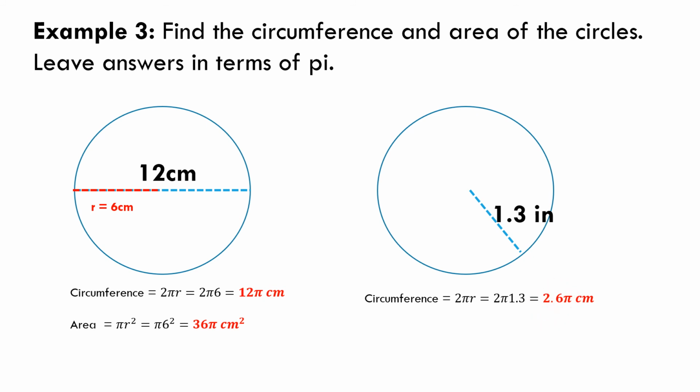That's where I'm going to stop, and I'm not going to keep multiplying with 3.14 or with my calculator button for pi. For the area, we're just going to plug in 1.3 for radius, so pi times 1.3 squared. That's 1.69, and then we just put the pi on the end and centimeters squared.